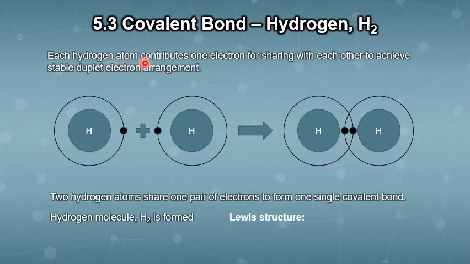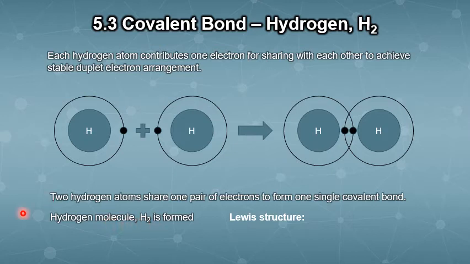Each hydrogen atom contributes 1 electron for sharing with each other to achieve a stable duplet electron arrangement. Duplet is also a stable arrangement. Duplet means 2 valence electrons. So now the hydrogen atom has 1 valence electron plus another hydrogen atom with 1 valence electron, and then they share. They contribute 1 electron each for sharing. So 2 hydrogen atoms share 1 pair of electrons to form 1 single covalent bond. So this is considered a pair of electrons, so it is a single covalent bond. So the hydrogen molecule H2 is formed.